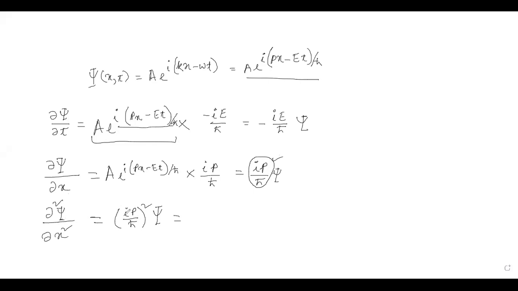And what is i squared? i squared is minus 1. So this will be minus p squared by h bar squared psi. So del psi by del t is equal to minus iE by h bar psi. And what is the second derivative of psi with respect to x? It is minus p squared by h bar squared psi.